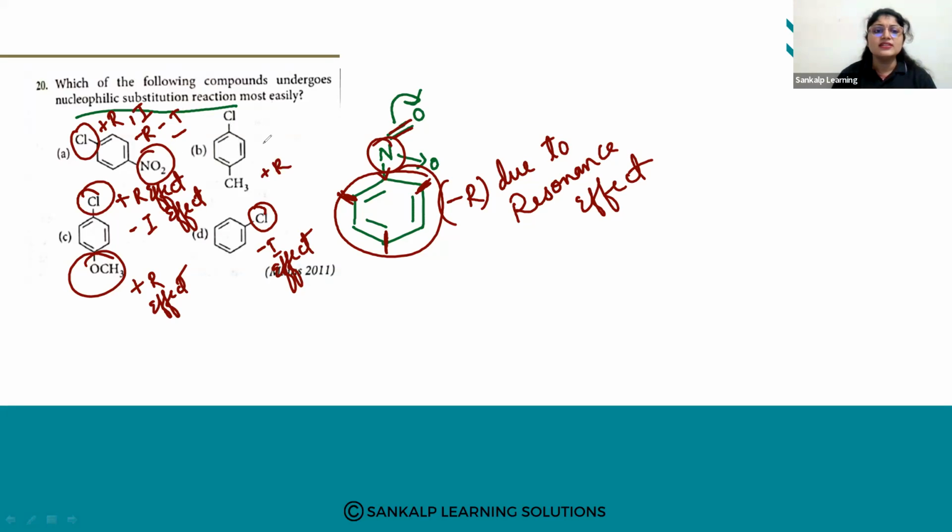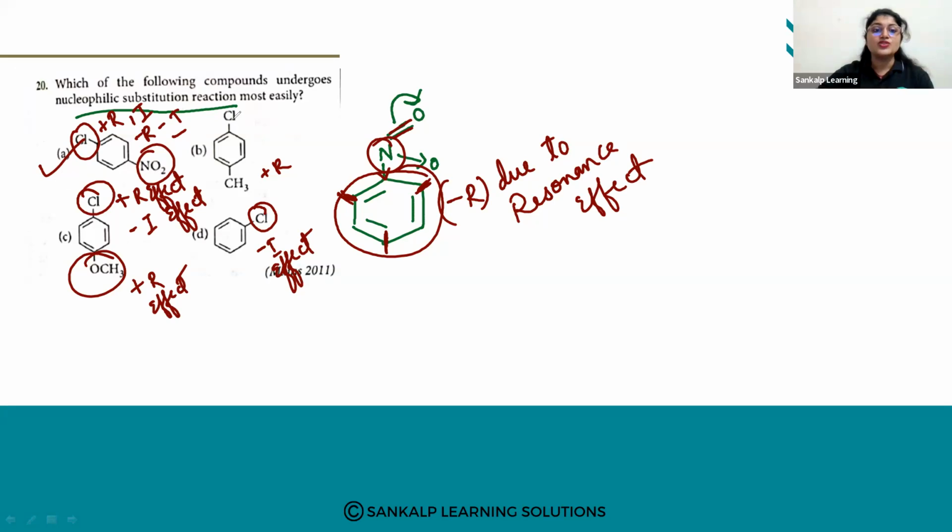So because of the nitro group, which is the correct answer? It is A. Because of the presence of the electron withdrawing group, it will pull the electron density from the ring, so the electron density is pulled and a deficiency will be created at the ortho and para positions, due to the minus R effect.